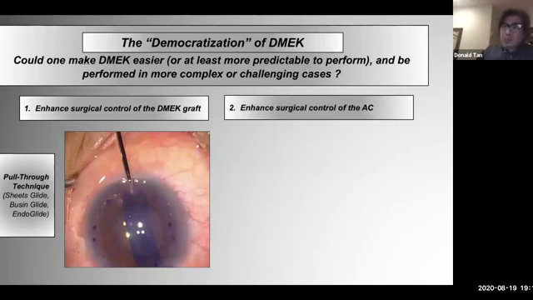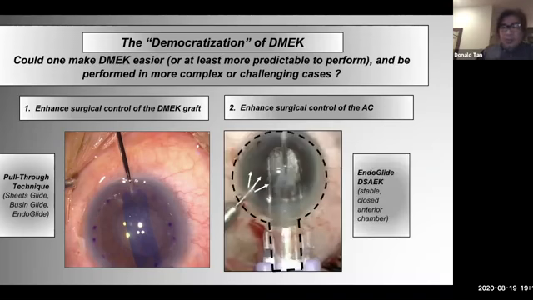Secondly, to enhance surgical control of the anterior chamber, we devised the endoglide for DSEK. Once you place this delivery device in your anterior chamber, it is a sealed chamber, and with an AC maintainer on very low flow, you can actually control flow in the AC. As being a closed chamber, there's no flow, and the AC maintainer can be put on very low flow to shallow the chamber or a slightly higher flow to deepen the chamber. So we want to be able to enhance control of the graft and control the anterior chamber depth.